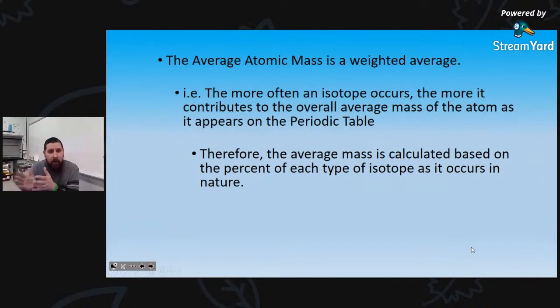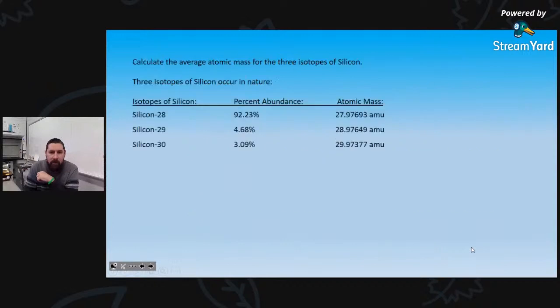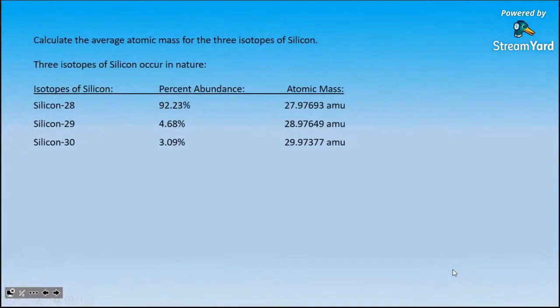In other words, if we go out into nature and get a sample of some type of element and analyze it, we're going to find different percentages of each type of isotope of that particular element. And the higher the percentage of a particular isotope, the more its mass contributes to the overall average that ends up going on to the periodic table. So let's go on and take a look at some calculations.